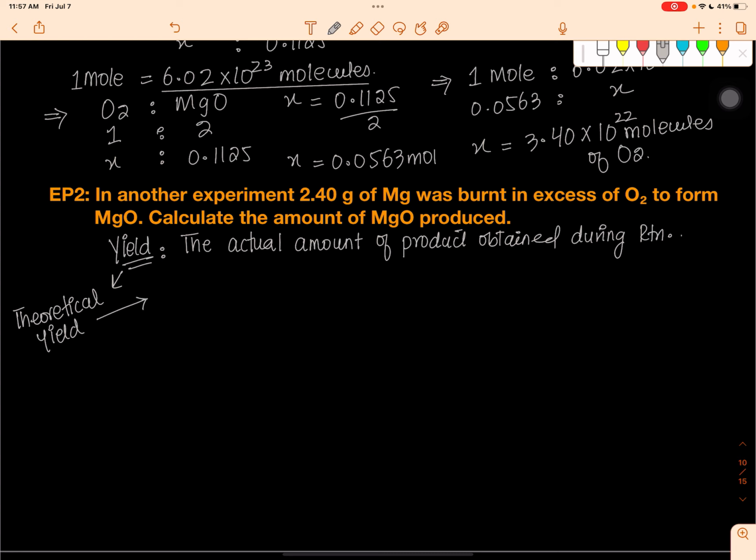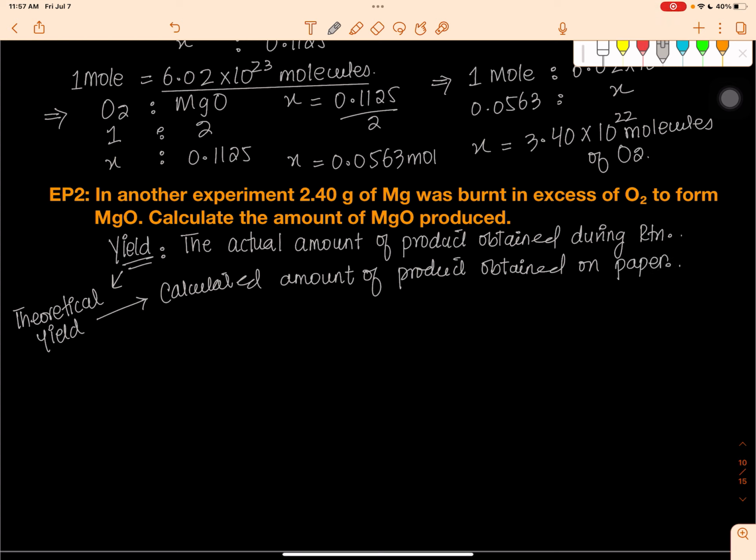This is the calculated amount of product obtained on paper. Let's find out how. We had 2.40 grams of magnesium. We have excess of oxygen, so no need to worry about that. And we just need to find out what amount of magnesium oxide this magnesium will produce.